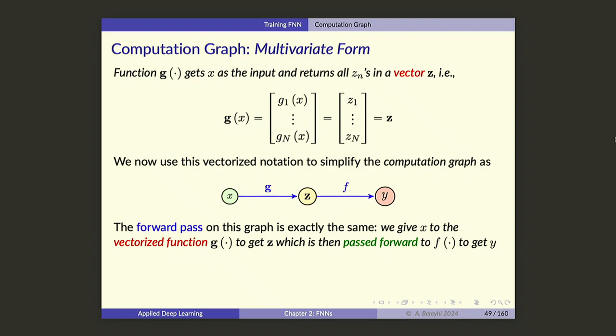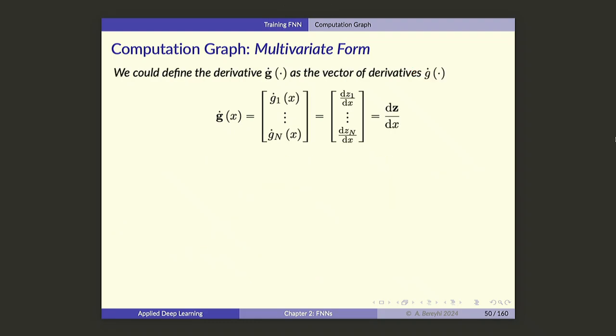The only thing that we should pay attention to here is what the derivative in this vectorized form means, right? So for example, I can define the derivative of this vectorized function g in this form. I can just put the derivative of every single entry next to each other. And now I'm going to call this dz to dx, right? So it's a vector of dimension n.